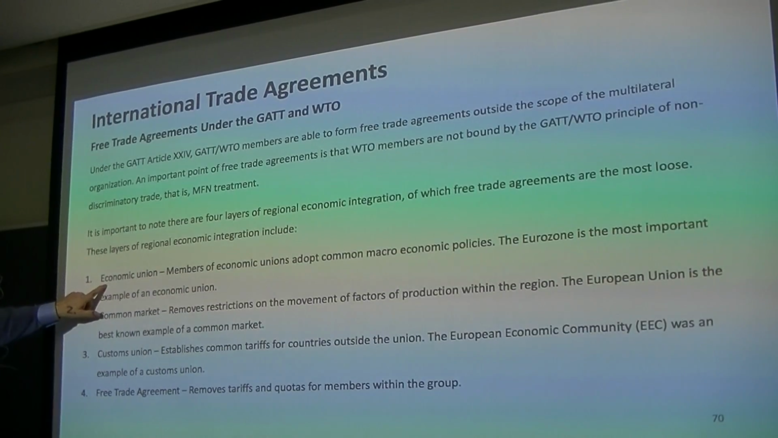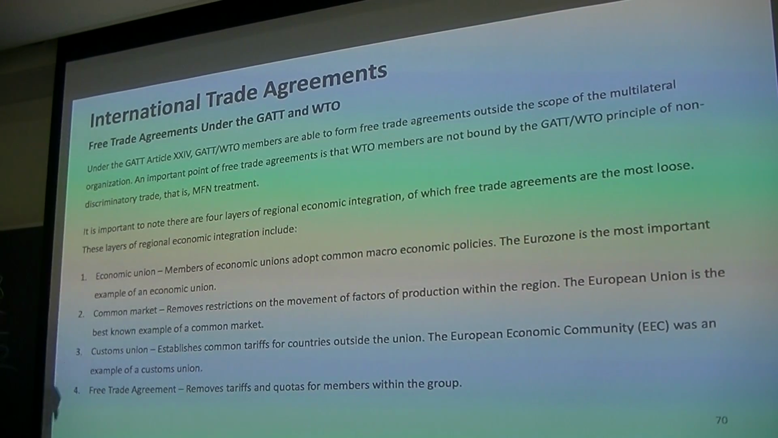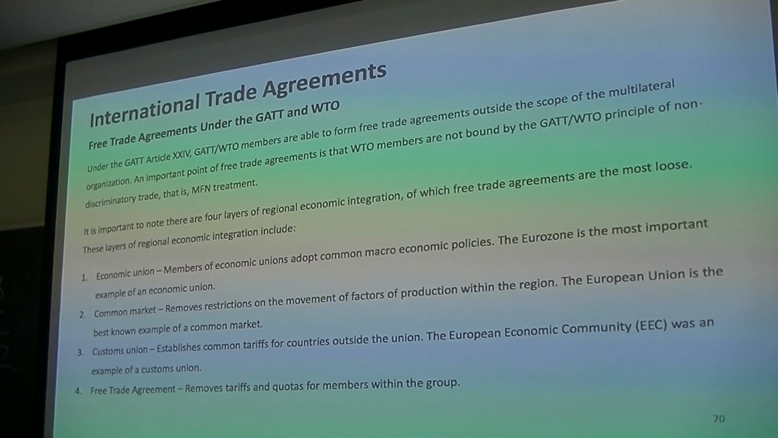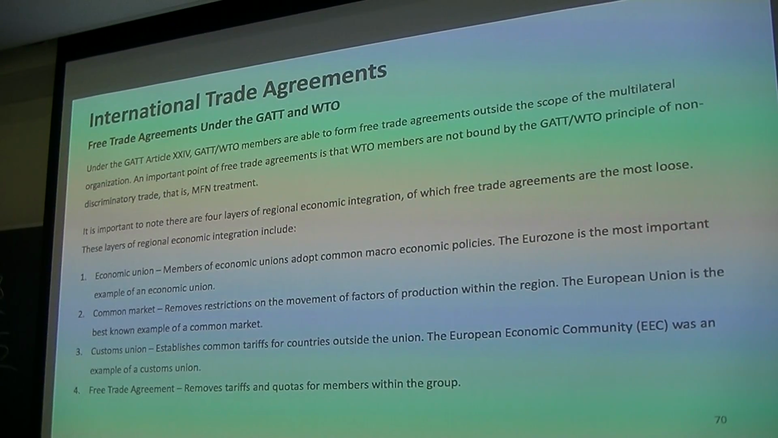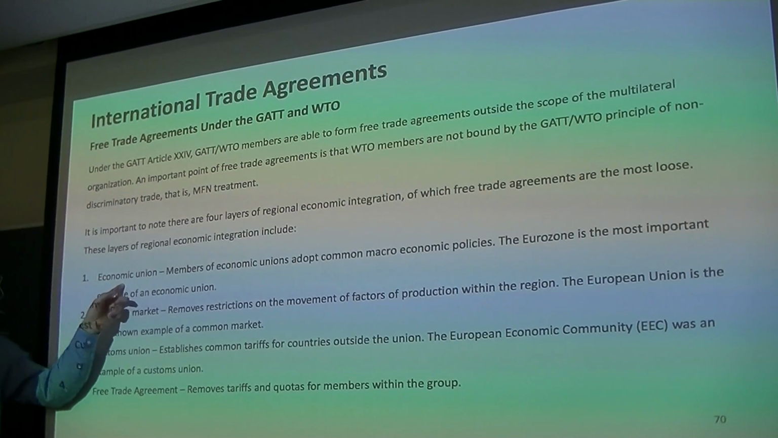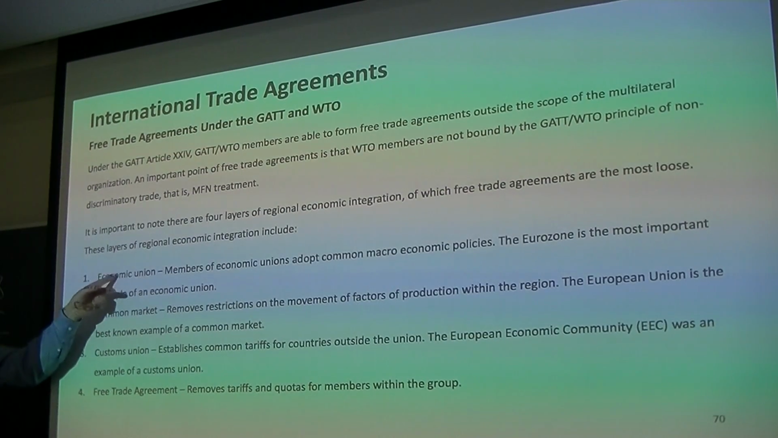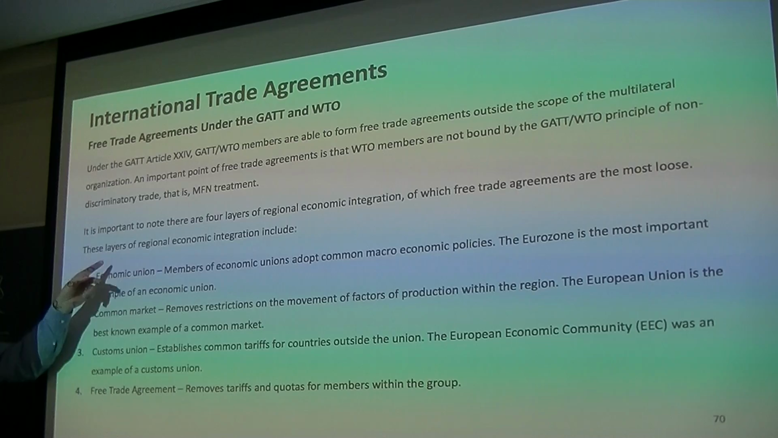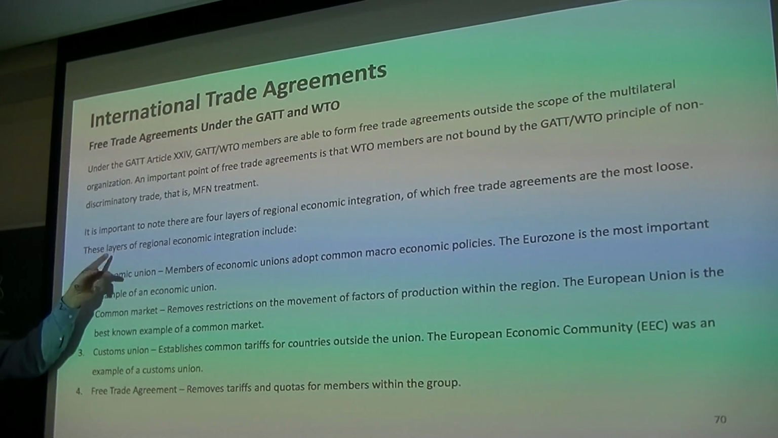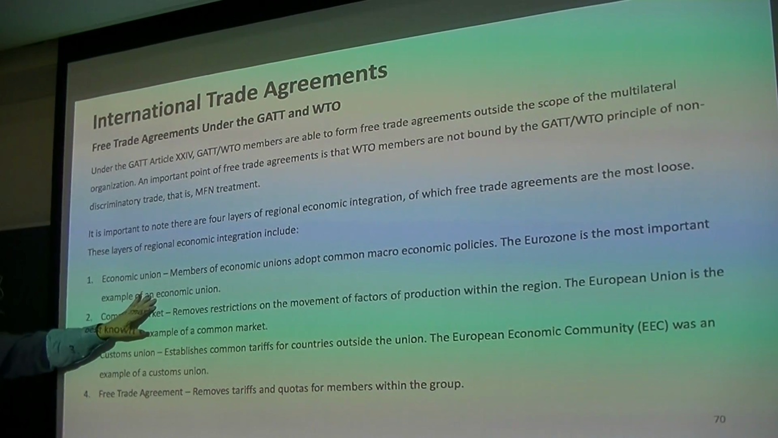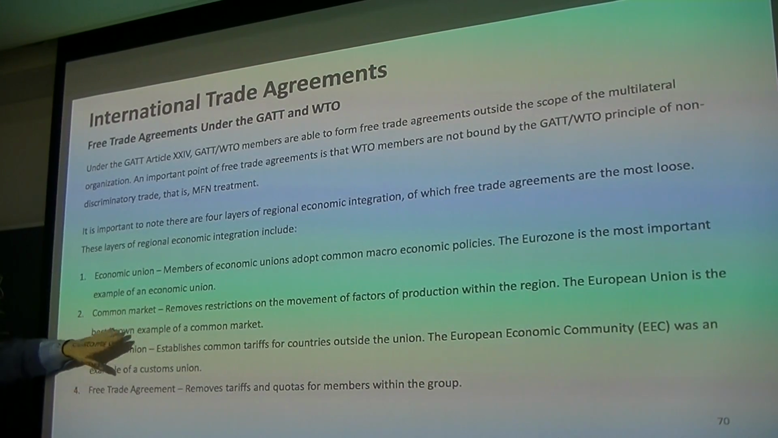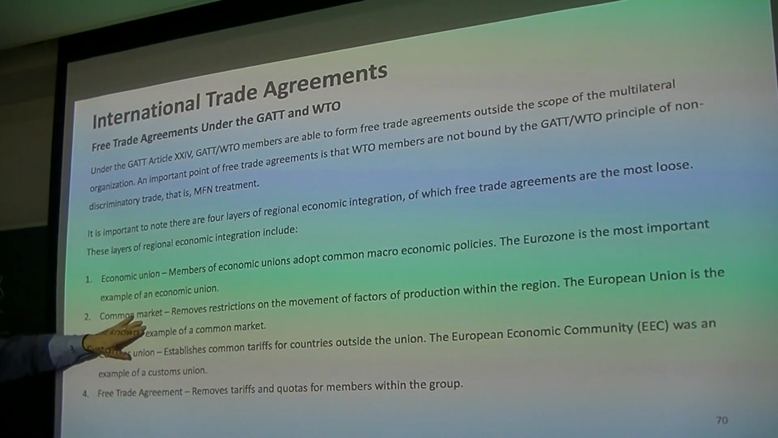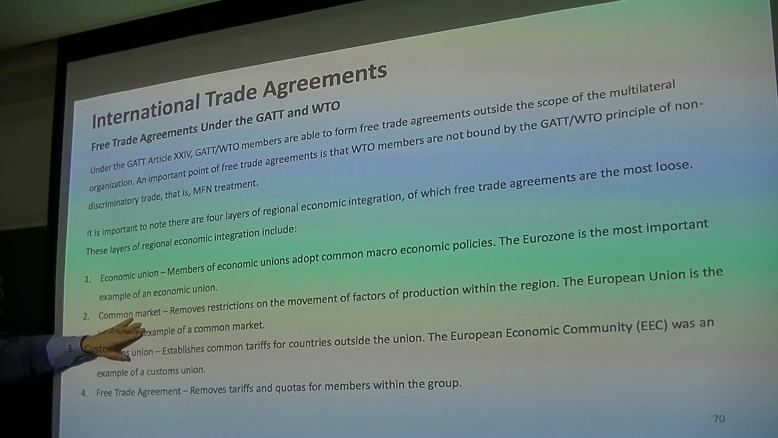And then we have economic union. Members of an economic union adopt common macroeconomic policies. Well, at that point you're getting close to a nation. So the economic union is almost a nation. And in fact, of course, the Eurozone is an economic union which takes up most of the members, but not all, of the common market.